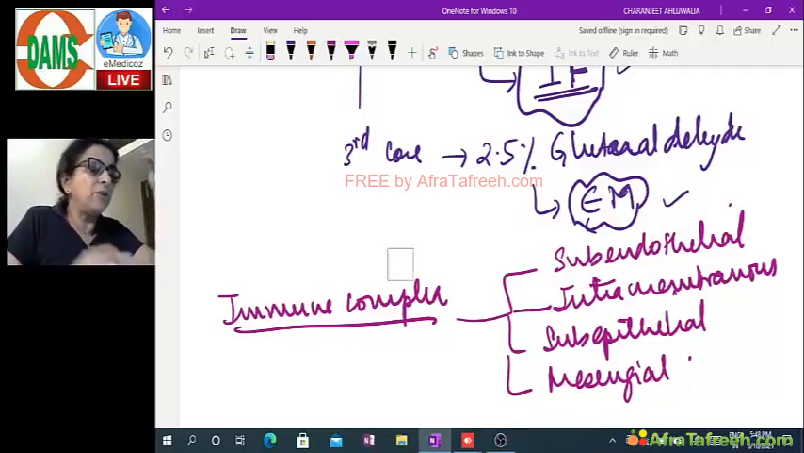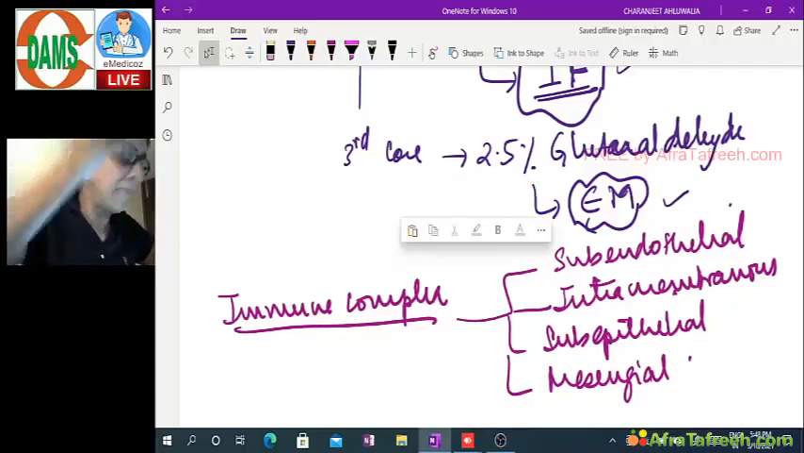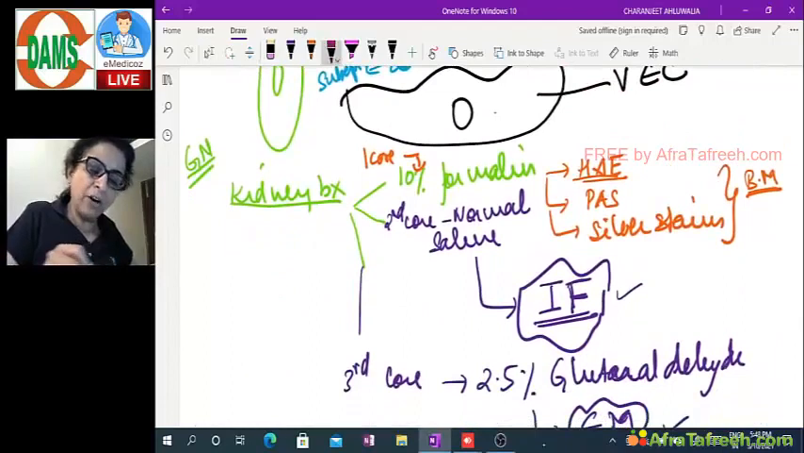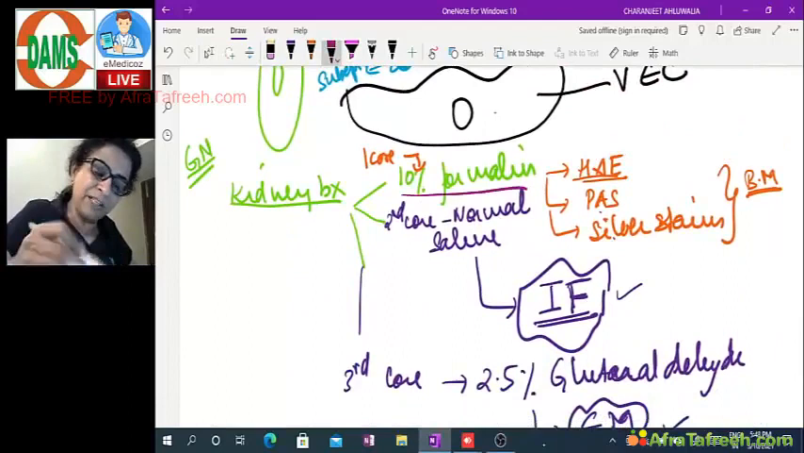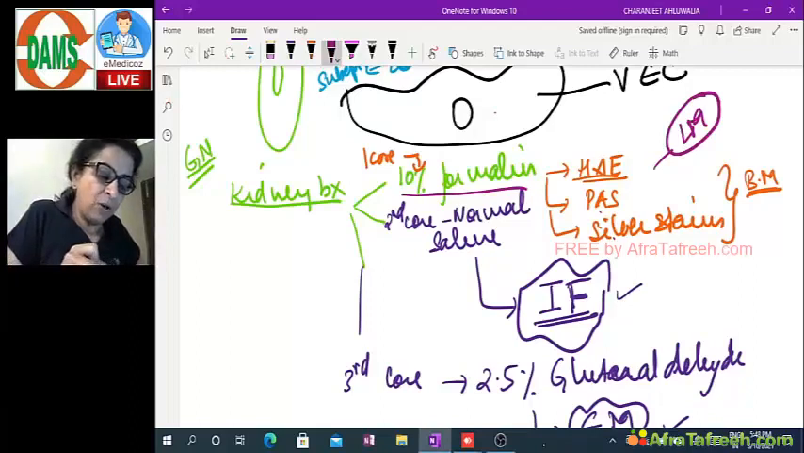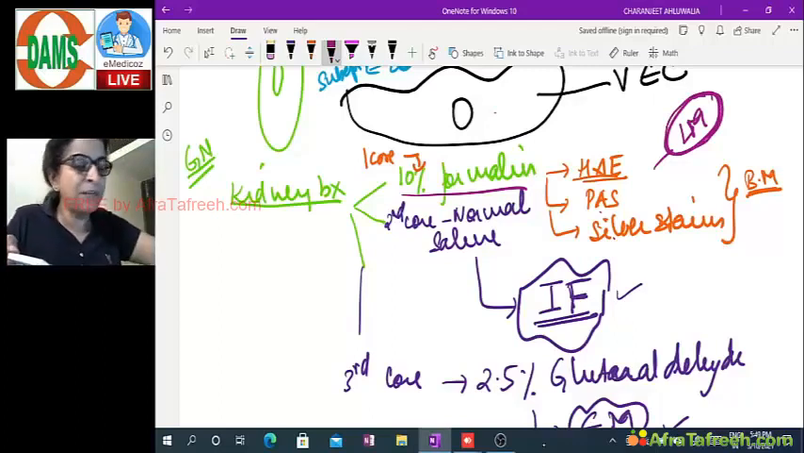Okay, now, these immune complexes are very, very tiny. You cannot see them by H&E staining. We process the core in 10% formalin and see it by H&E, PAS and silver stains. You are seeing it by the routine light microscope, which you all have seen.